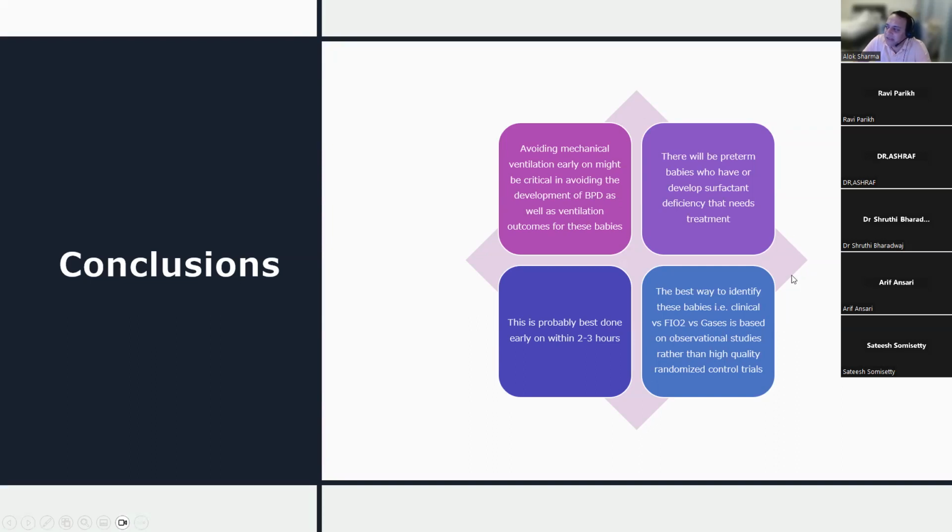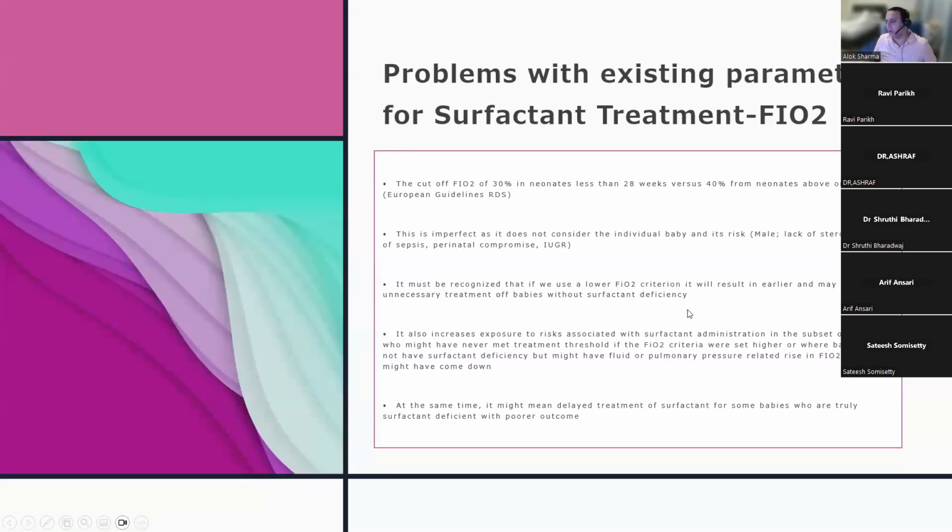Now, the problem with that is it really results in the treatment of babies late. And this is what we're going to talk about: the current existing parameters for surfactant treatment, in particular if you just use FiO2, might mean that a baby misses the 3-hour window for treatment with surfactant. And this has been well demonstrated in a lot of lung ultrasound studies that I'll subsequently talk about.